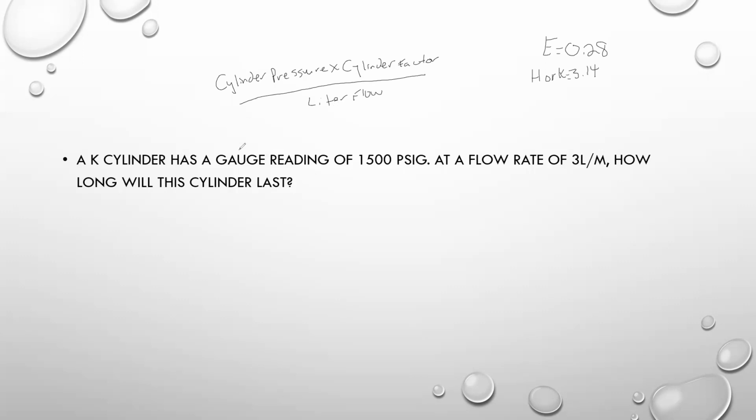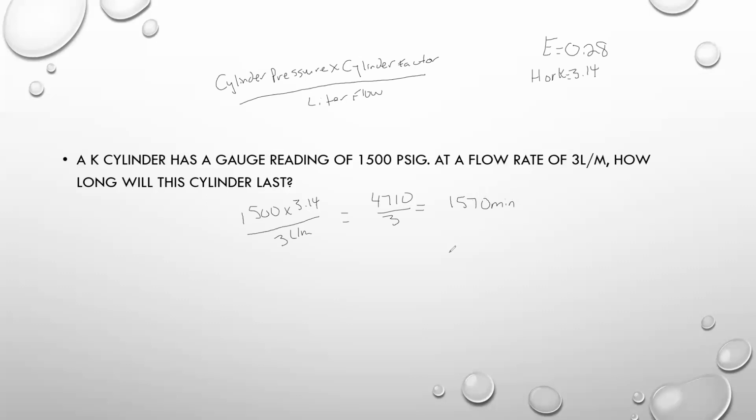So if we look at this particular question, we've got a gauge reading of 1500 psi, and it's a K cylinder. So now I'm going to multiply that by 3.14, plugging that into the formula, and then I'll divide all of that by 3 liters, because that's how fast we're running the flow rate. So 1500 times 3.14 is 4,710, divided by 3 liters per minute. Take 4,710, divide that by 3, and that's going to give you 1,570 minutes.